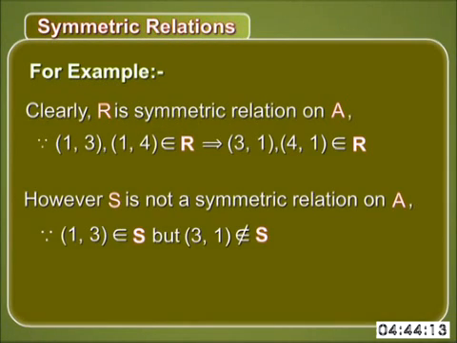However, S is not a symmetric relation on A because the ordered pair (1,3) belongs to relation S, but the ordered pair (3,1) does not belong to relation S.